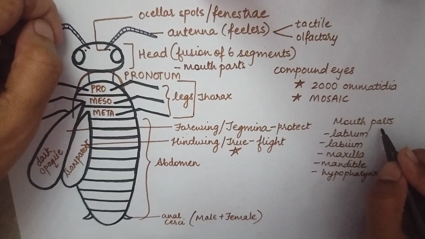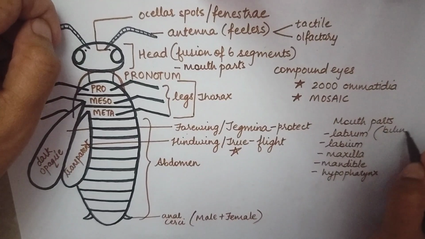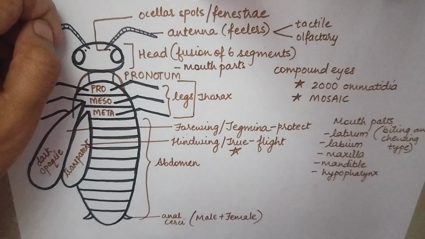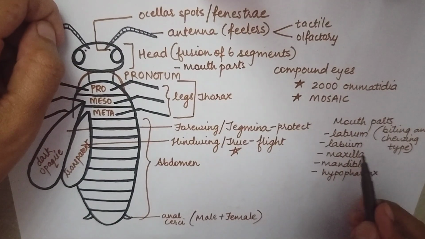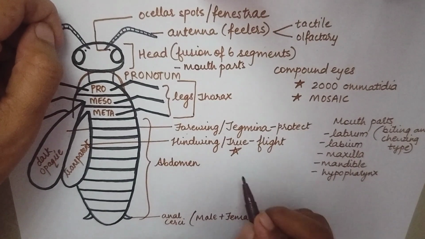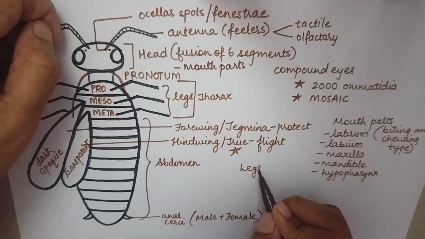One more important thing is that it has biting and chewing type of mouth parts. So the cockroach has biting and chewing type of mouth parts. What are there? Labrum, labium, maxilla, mandible and hypopharynx. Last thing is about the legs of the cockroach.